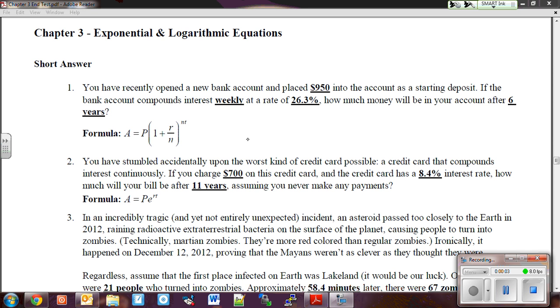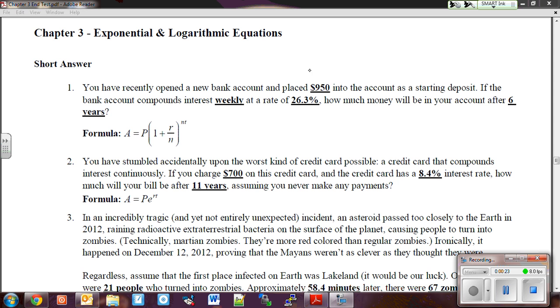Okay, so here is your Chapter 3 test review for exponential and logarithmic equations. Alright, so you recently opened a new bank account and placed $950 into the account as a starting deposit. If your bank account compounds weekly at a rate of 26.3%, how much money would be in there after 6 years? So I gave you the equation, so let's just start plugging in our numbers.